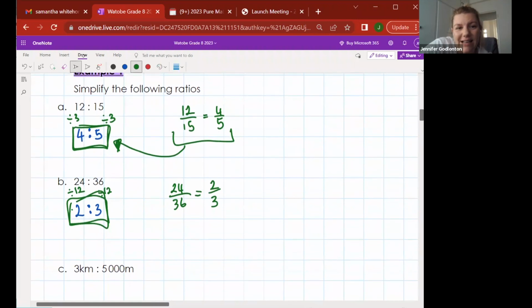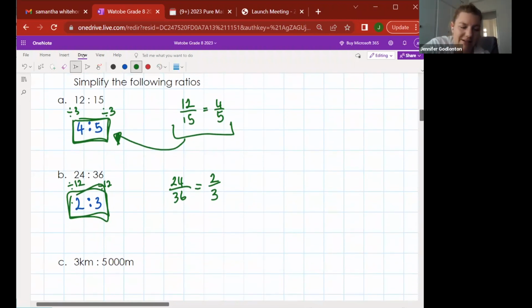C gets a little bit juicier. Who can tell me why C is a little bit juicier than A and B? What makes C different? There's a trap that has been set in question C. Can anyone find that trap? Yes, Tyler, can you tell me what my trap is?